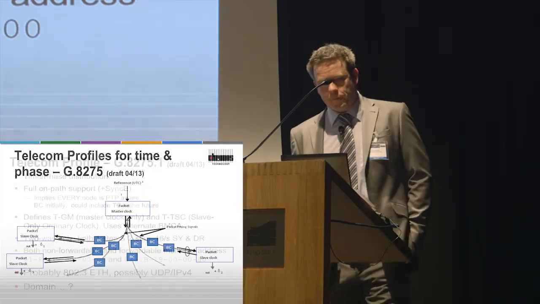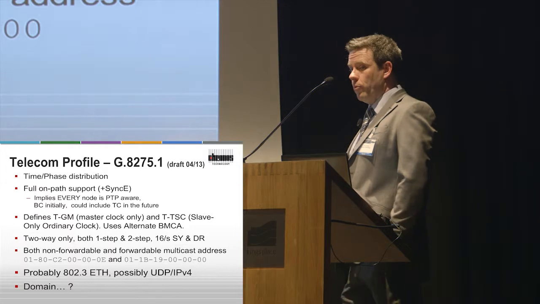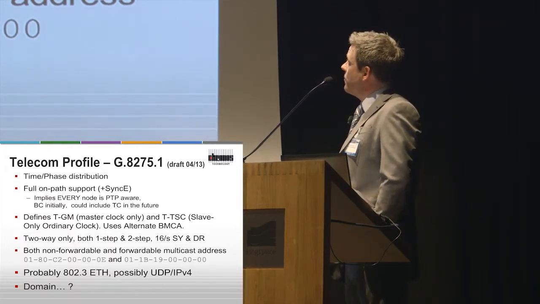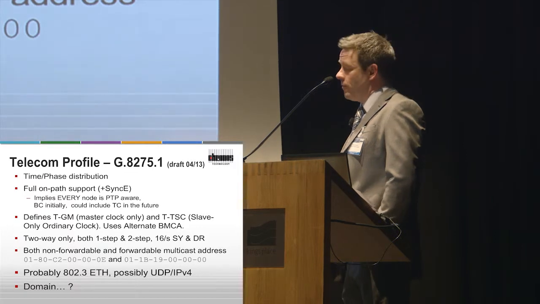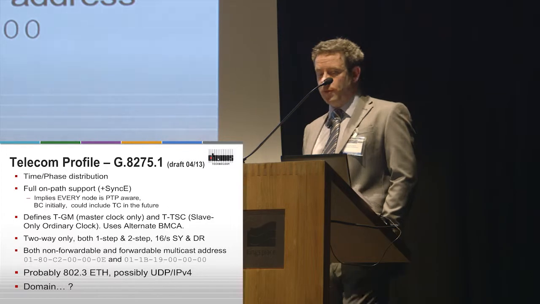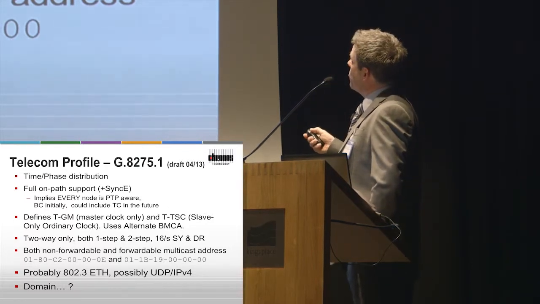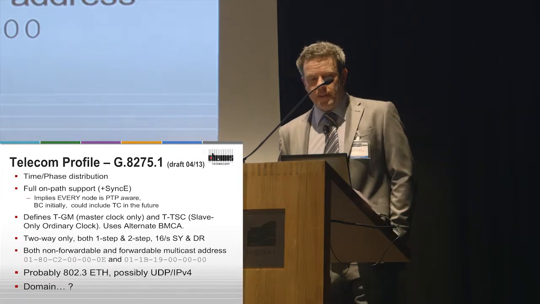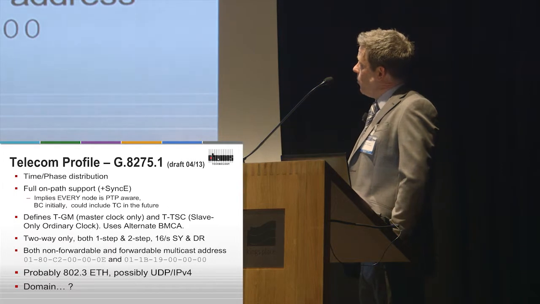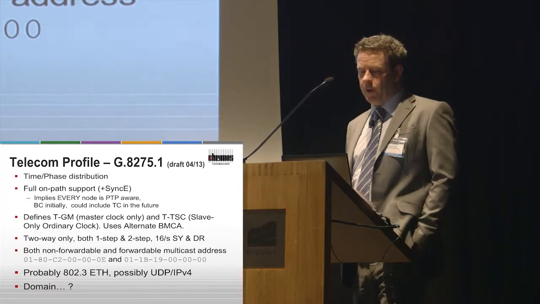So the last ITU meeting was the second week in April. It was in San Jose in California, where 8275, and 8275.1 and .2, the two profiles for time and phase, were discussed. This is as it stands at the moment, from the draft from that April meeting. So it's specifying full on-path support. To meet this profile, you'd have to have every node PTP aware.